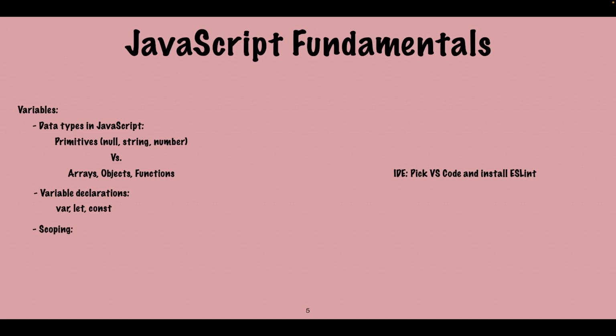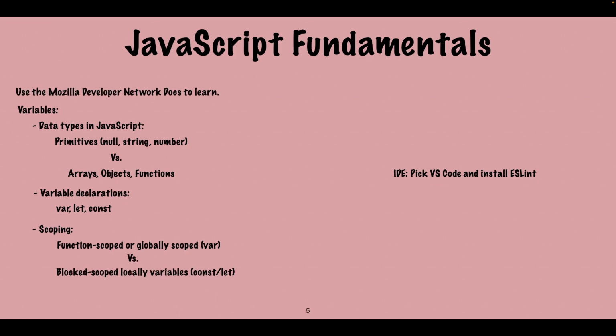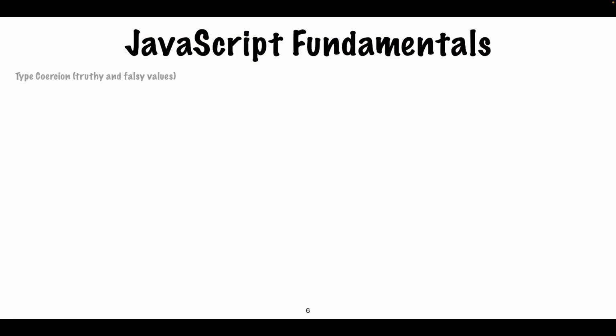And you will also be learning about scoping rules, right? So function or globally scoped versus locally scoped variables. And so when you're learning this information, use the Mozilla Developer Network docs. They have really good documentation, and everything you can ever need or want to learn about, you can find it there.